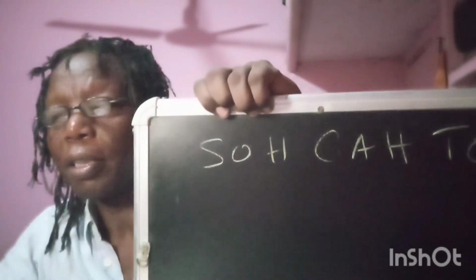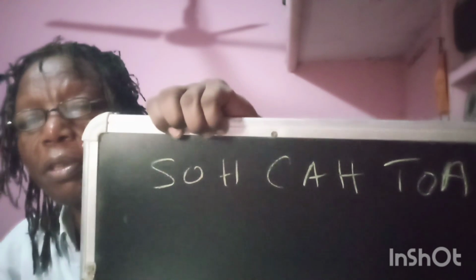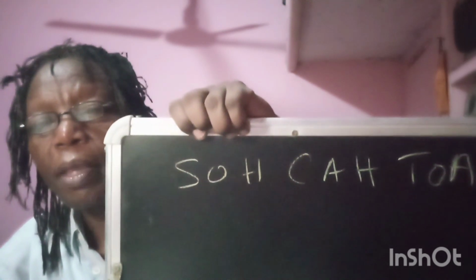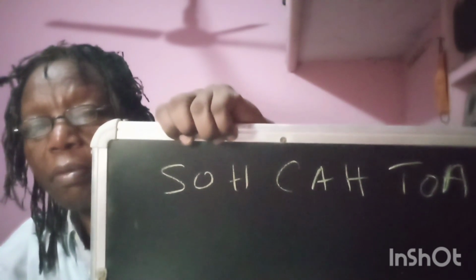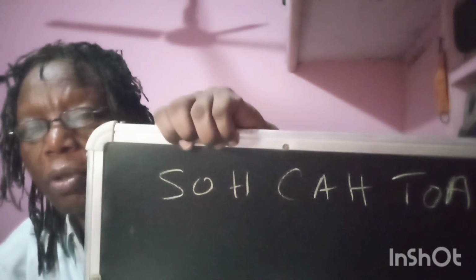So I have to write it down first. What it looks like is SOH, CAH and TOA. Very common stuff in trigonometry. If you ever attended a class of trigonometry, you know already what this is, and you can skip it. But for those who don't know, this is something called SOHCAHTOA.